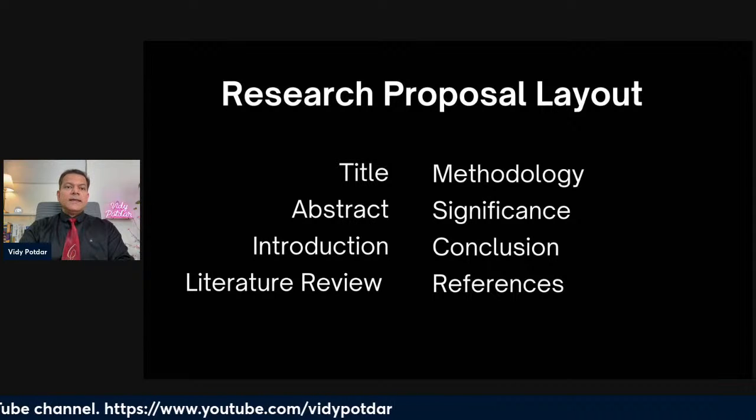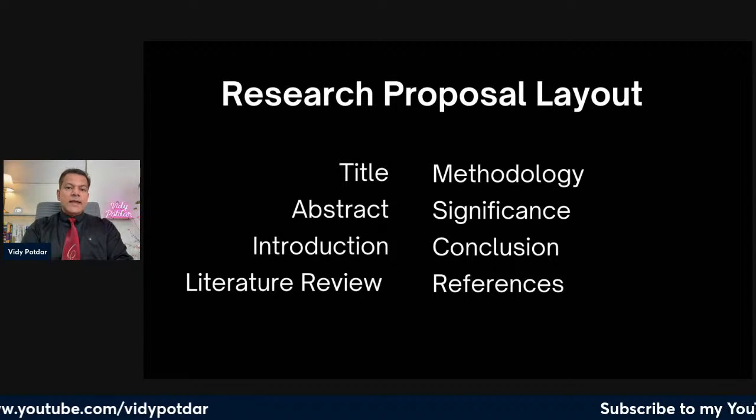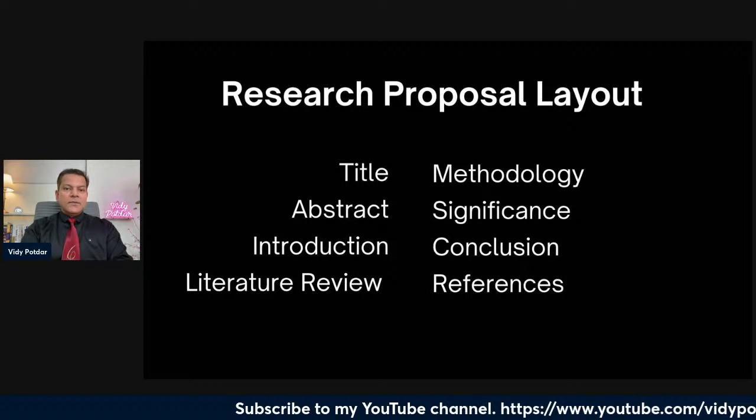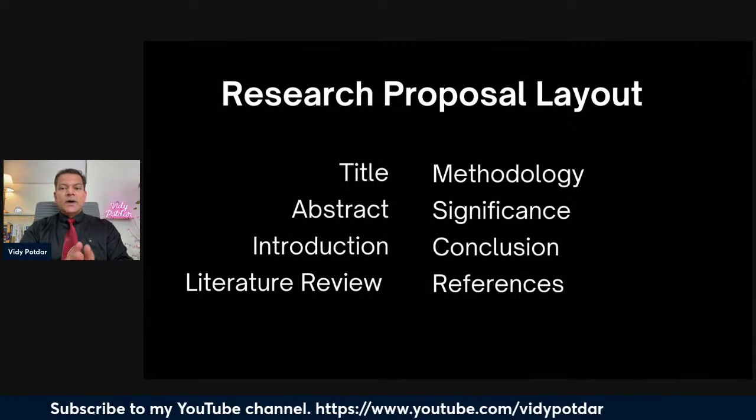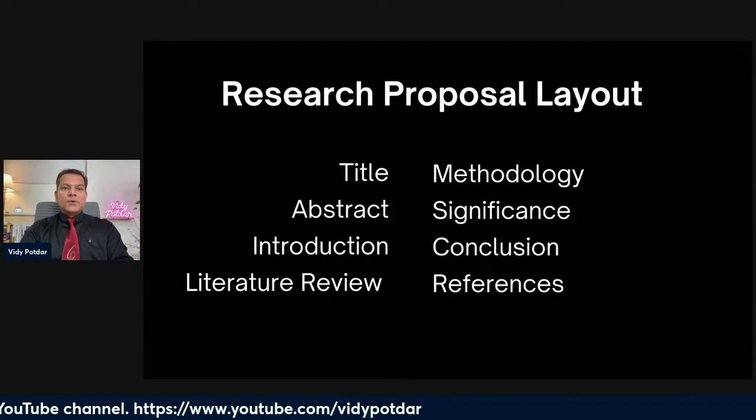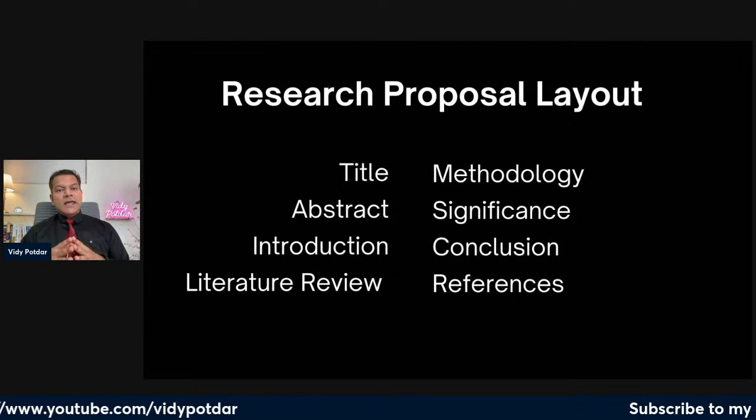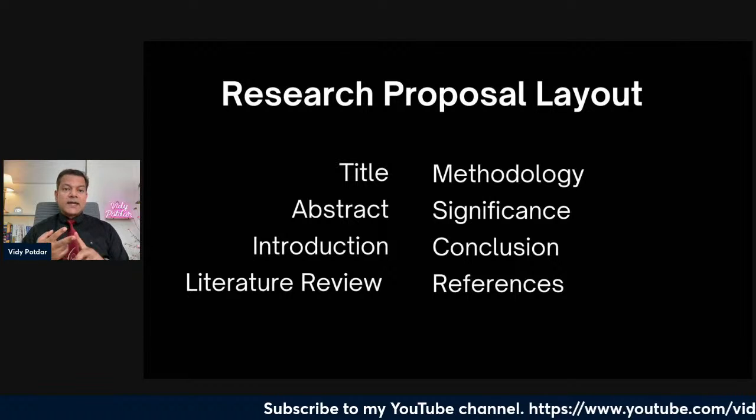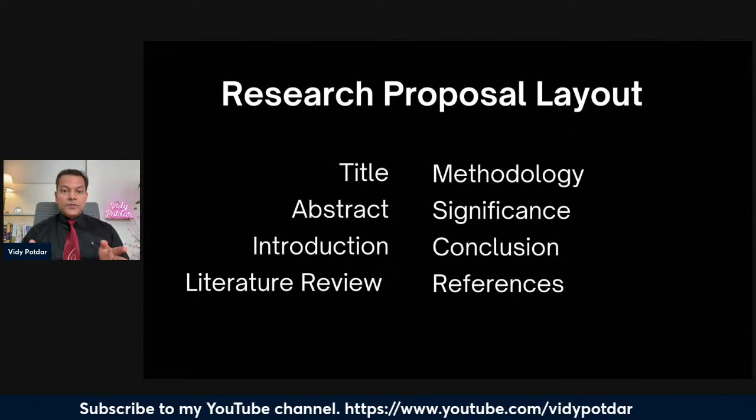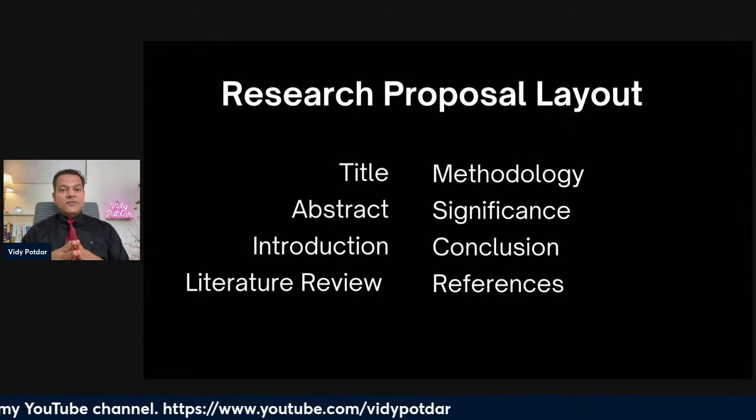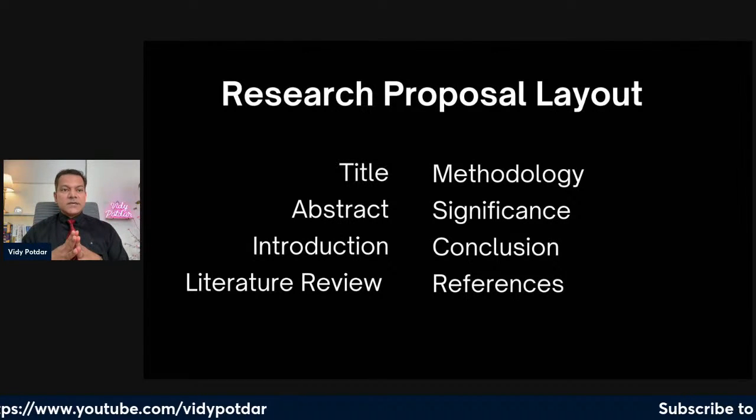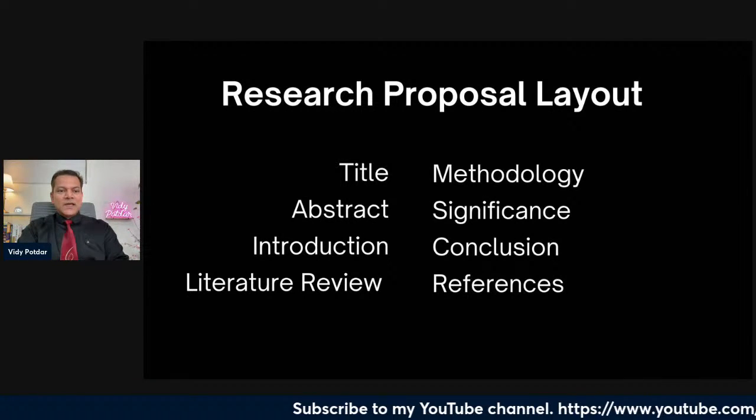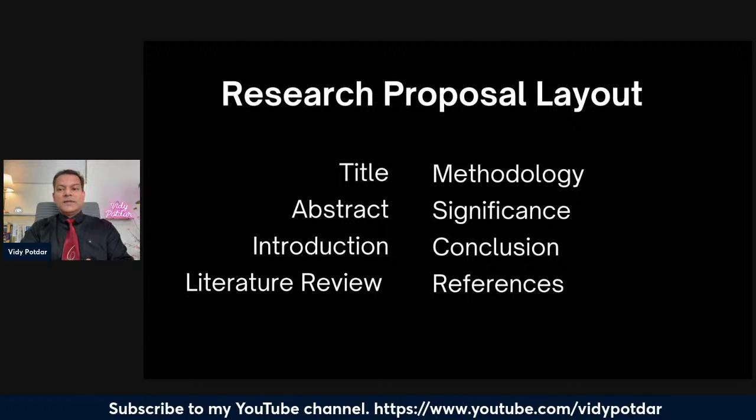All right. Now let's look at the research proposal layout. The layout for a research proposal can vary from university to university, but more or less this is what your research proposal should have. It should have a title, abstract, introduction, a literature review, methodology, explaining the significance of your research, and then drawing some conclusions from your research proposal, and of course, a list of references in the end. So that's the supposed layout.